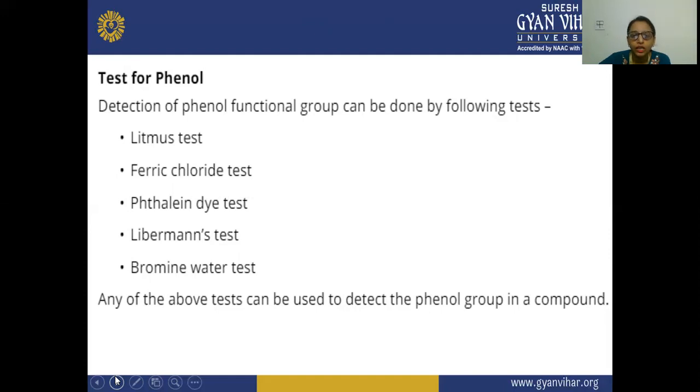So first, we are detecting it through litmus paper. Secondly, ferric chloride, where we are reacting it with ferric chloride. Then the dye test, where we use phenolphthalein dye, and the Liebermann test. Next is bromine water, where we are using bromine in this test. Any of the above tests can be used to detect the phenol group in a compound.